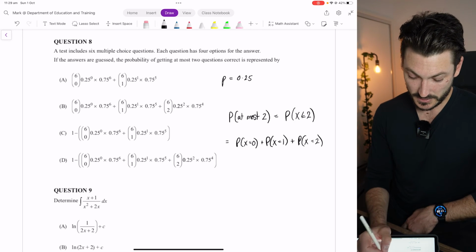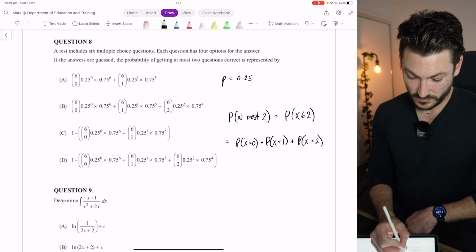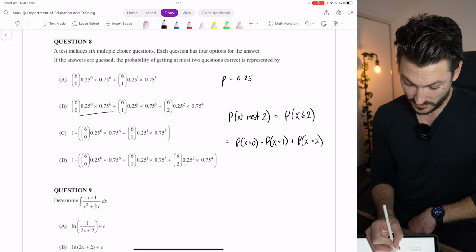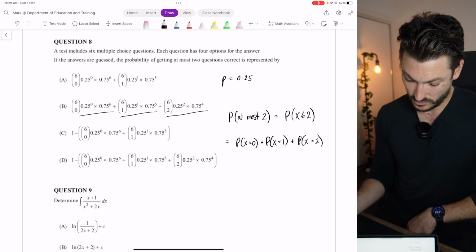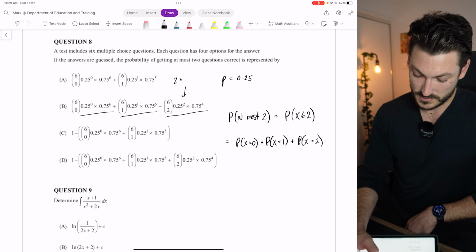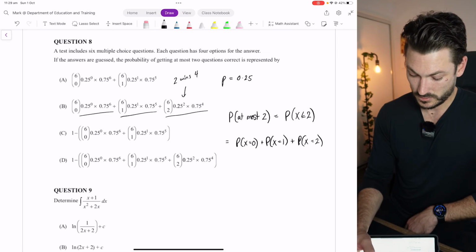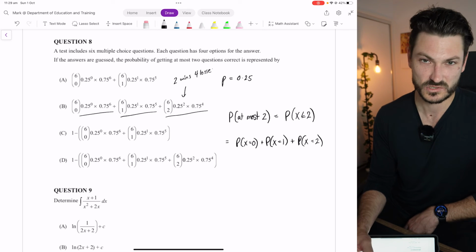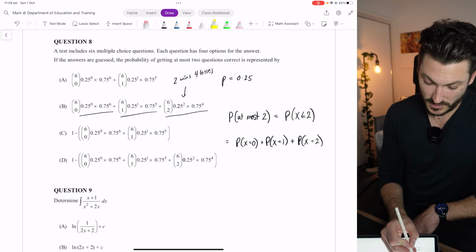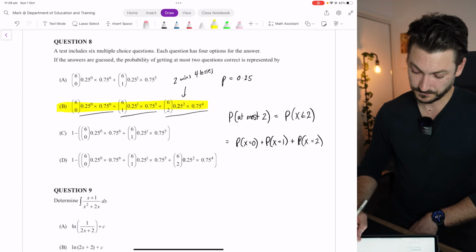X equaling 0 is going to be 6, 0, 0.25 to the 0, 0.75 to the 6. That one's all good. Then we've got this one, all good, all good. So this one, for example, is 2 wins, 4 losses, or 2 correct, 4 wrong. Yeah, so that seems like an appropriate answer. We're going to select B for this one.